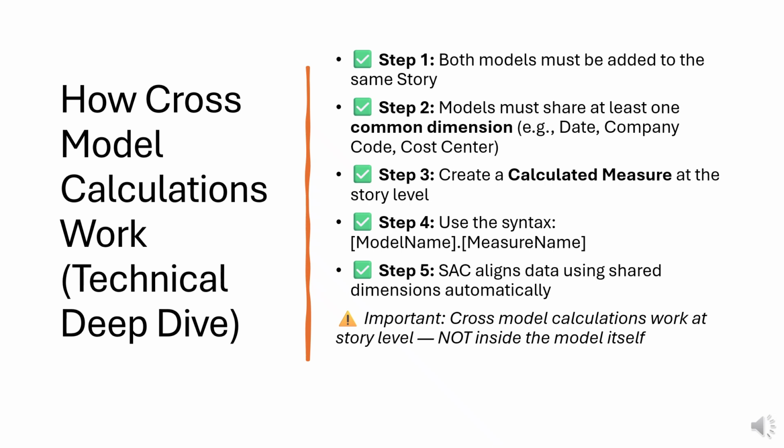The syntax is very straightforward. You reference the measure as model name dot measure name. SAC then evaluates this dynamically based on the current filter context in your story. So this is how you can use cross-model calculation.